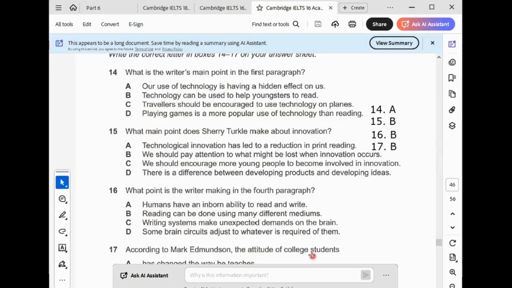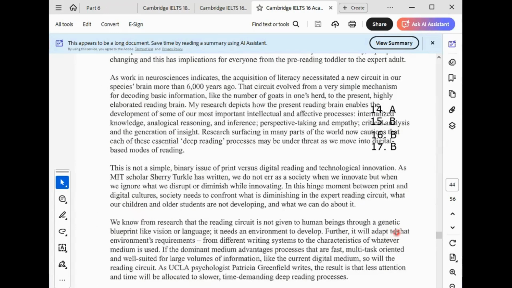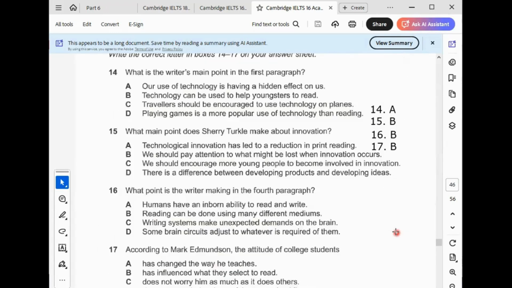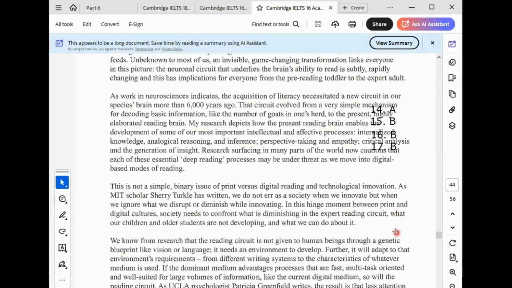That's the next question I want to answer. This is self-correction, ladies and gentlemen. You need to ask yourself, why is that the option you picked? Why is it wrong? Look at option B: I said reading can be done using many different mediums. Is that the main point of the writer? Let's check the fourth paragraph.